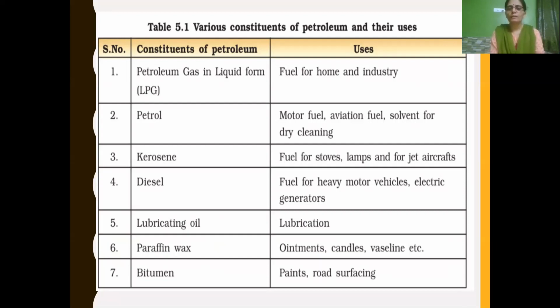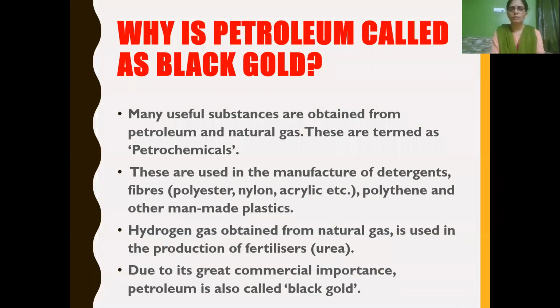Lubricating oil is used for lubrication. Paraffin wax is one of the petroleum products used to manufacture ointments, candles, Vaseline, etc. And bitumen, as we already know, is used for road surfacing and paints. So these are the various constituents of petroleum and their uses.